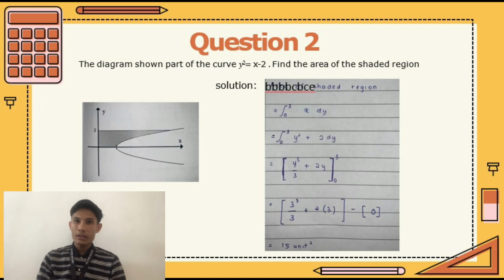Question 2. The diagram shows part of the curve y square equal to x minus 2. Find the area of the shaded region. The solution of this graph is to integrate with upper limit 3 and lower limit 0, x dy, equal to the integral with upper limit 3 and lower limit 0 of y square plus 2 dy. y cube over 3 plus 2y, upper limit 3 and lower limit 0. 3 cube over 3 plus 2 times 3, minus 0, and the answer is 15 unit square.